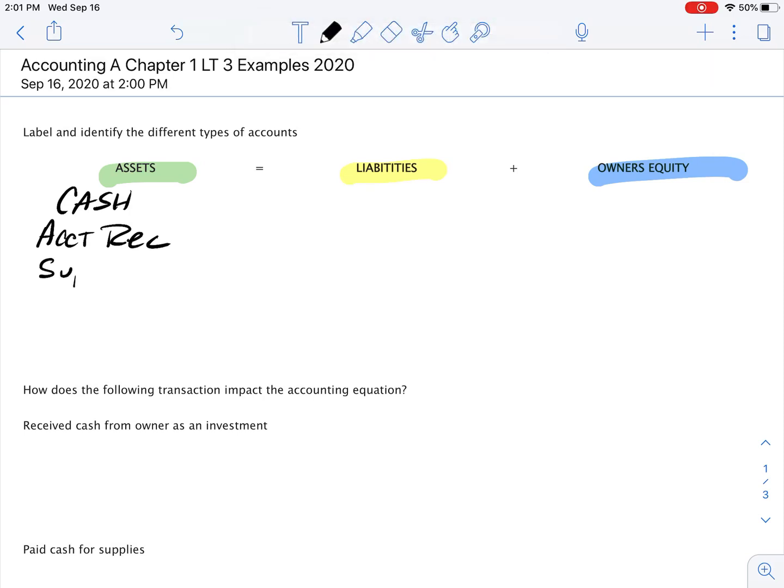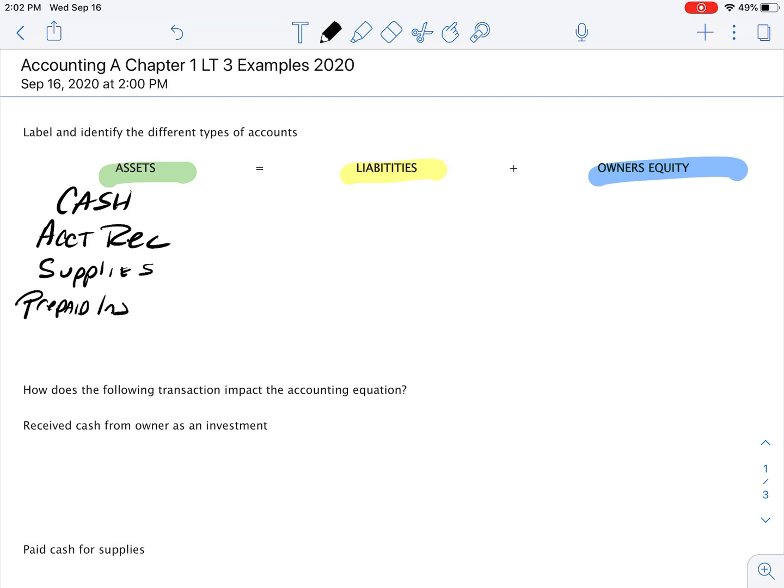Another example is supplies. So the iPad that you're using to watch this on, the chairs that you sit in, the tape, the paper towels, the hand sanitizer, those are supplies. Those are all assets of the school district. Another example of an asset is prepaid insurance.